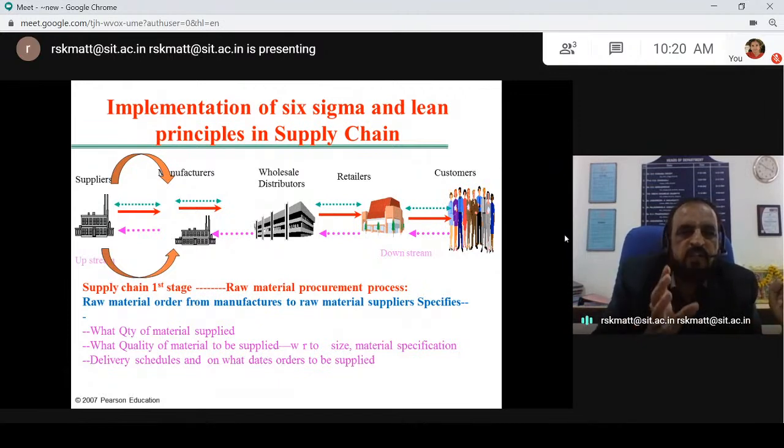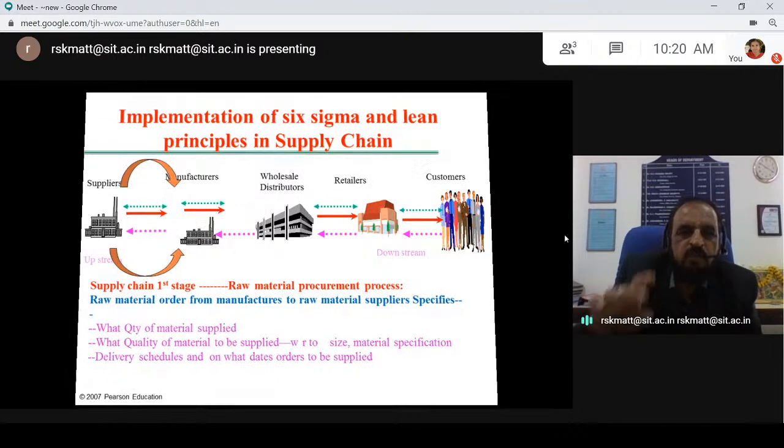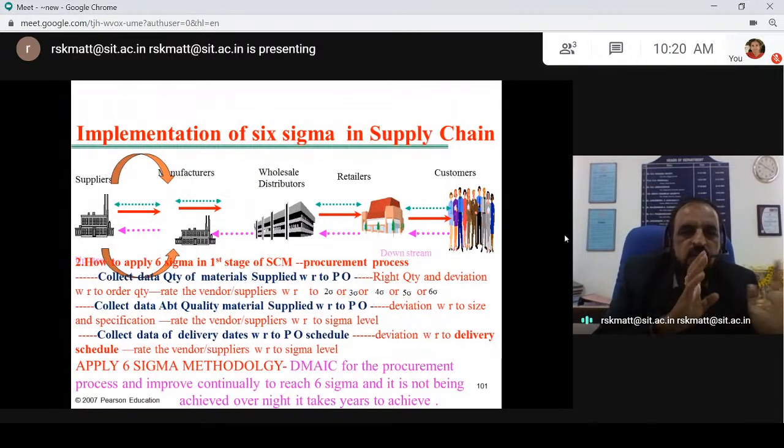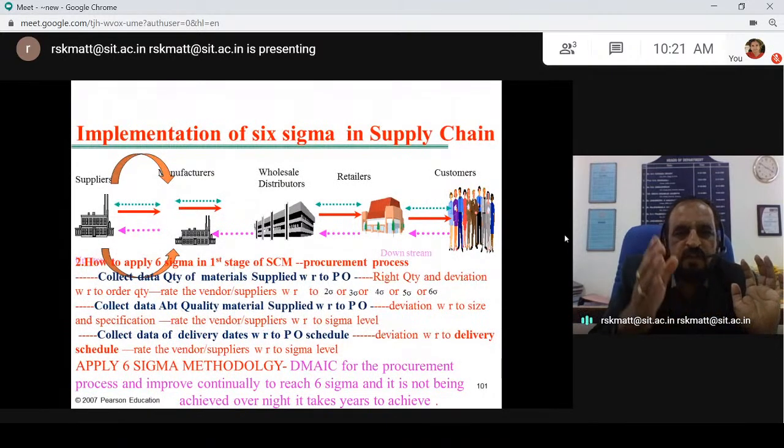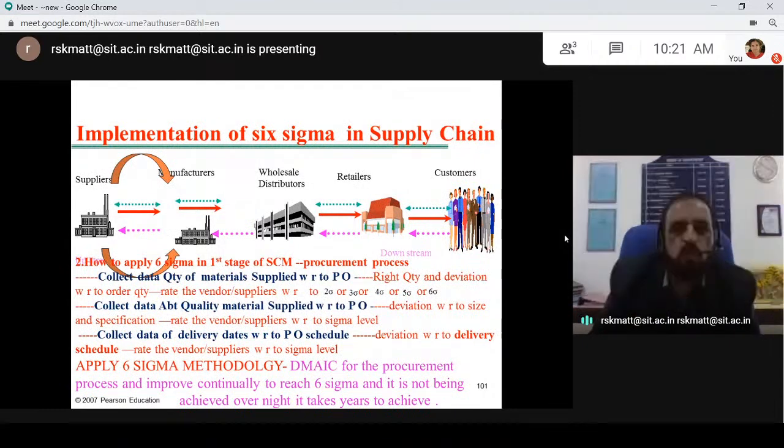Okay, and the manufacturers will place an order, usually an electronic order, to the suppliers, the raw material suppliers. The order specifies what quantity of the raw material is to be supplied, what quality of the material is to be supplied with respect to size, material, specification, etc. And they also specify the delivery schedules, that is, on what date the orders have to reach the plant. So these are all the requirements of manufacturers from the suppliers of raw material. Then how to apply Six Sigma at stage one of the supply chain, which is called the procurement process.